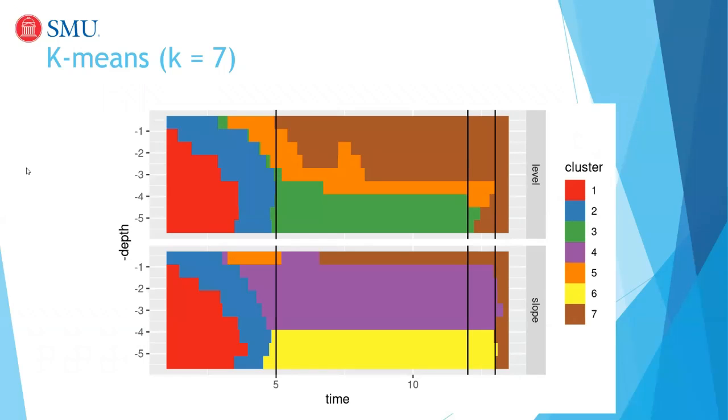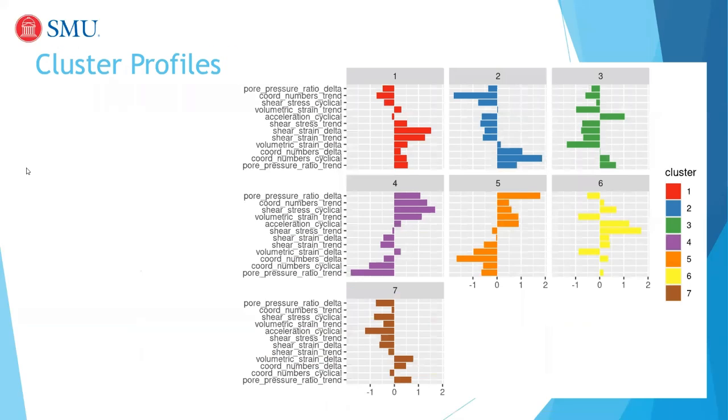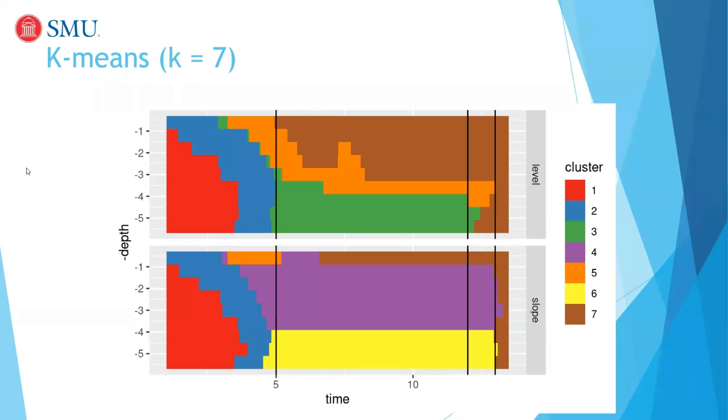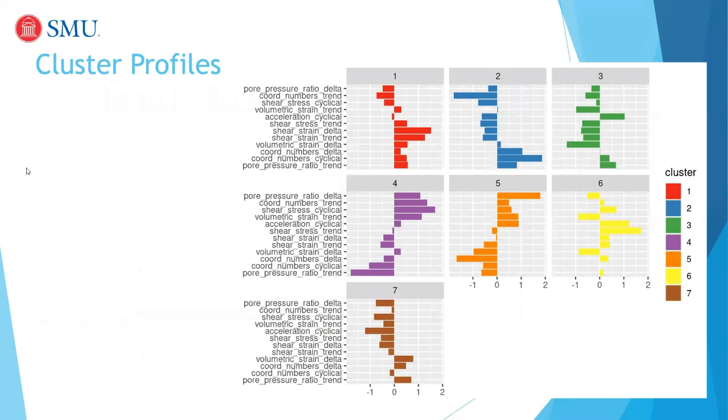Now, what are these clusters? What is distinctive about them? We can learn that from cluster profiles. You can say that red is pre-liquefaction, blue is full liquefaction, and after that is how the system is behaving during liquefaction itself. In pre-liquefaction, the most pronounced feature in this zone was the shear strain, the trend and its delta. Once liquefaction takes place, coordination number has the strongest trend, as well as the cyclic component of the coordination number. In this green area, we have shear strain and volumetric strain.